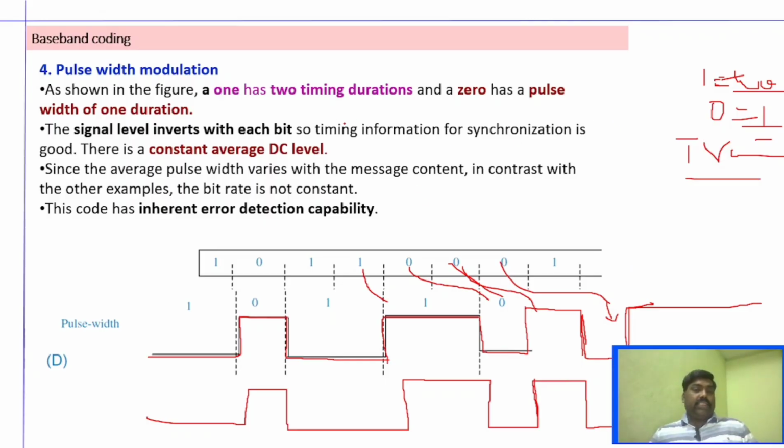Coming to the characteristics: as I said, one has two timing durations, and zero has a pulse width of one duration. The signal level inverts with each bit, so there is a transition for each and every bit. It also has a constant average DC level. The average pulse width varies with the message content, since for one you have two durations and for zero one duration. It also has inherent error detection capability. So these are the features of pulse width modulation.